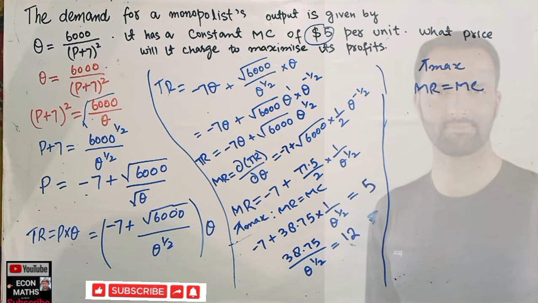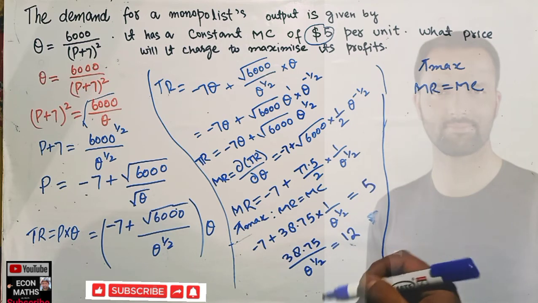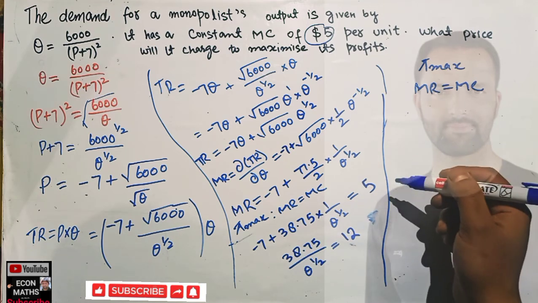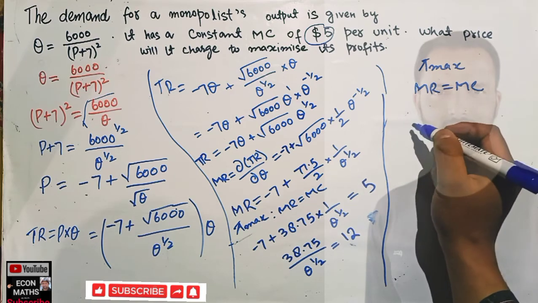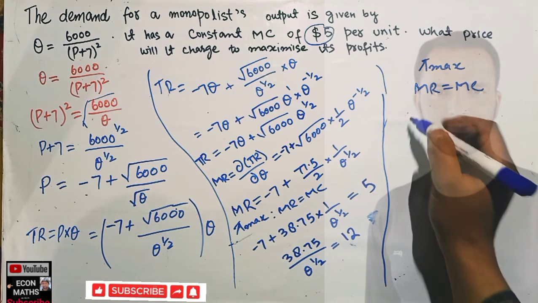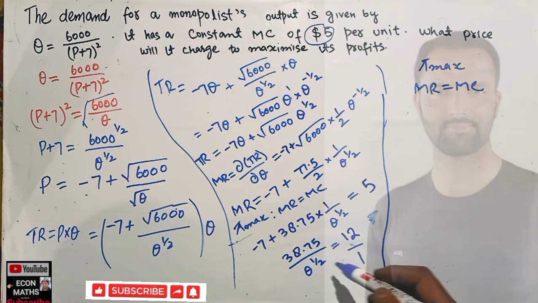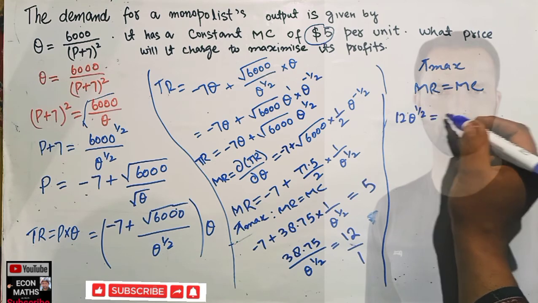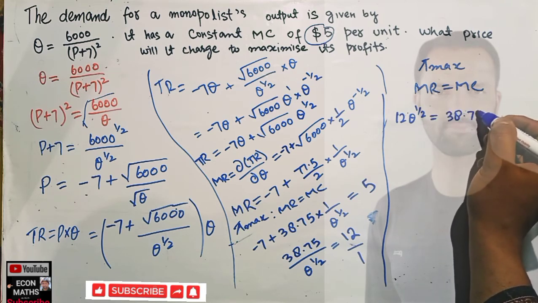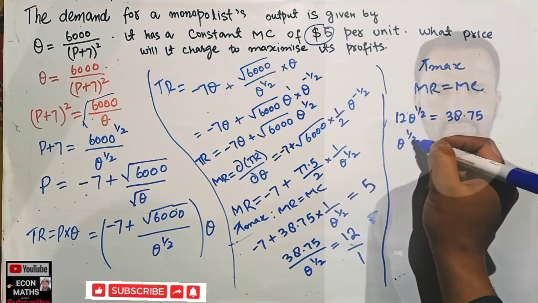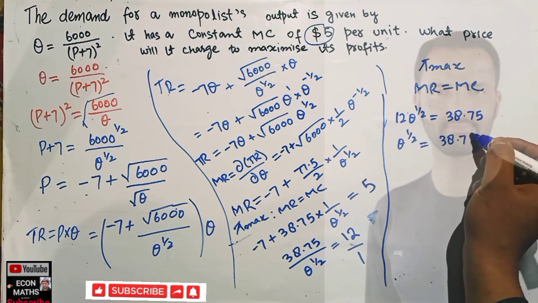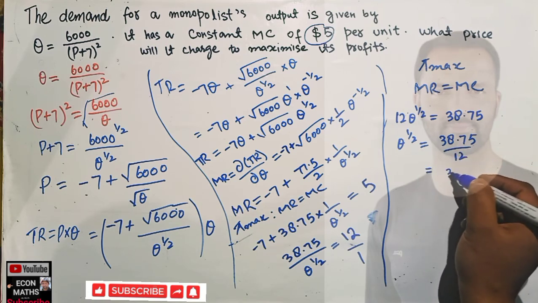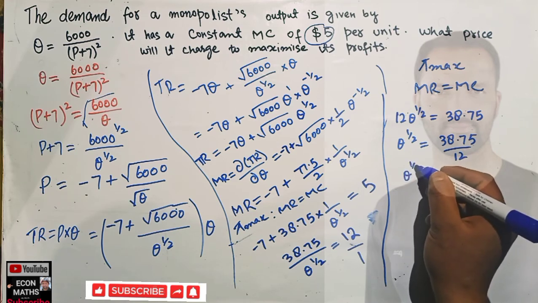Now we can do one thing here. If I write it like this, we can cross multiply this also. We have 12 q to the power 1 upon 2 is equal to 38.75. That means q to the power 1 upon 2 is equal to 38.75 upon 12. That comes out to be 3.2. So q to the power 1 upon 2 comes out to be 3.2.